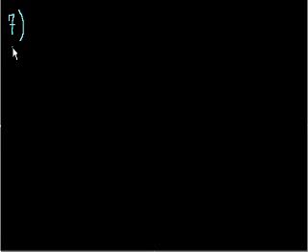Problem number 7. The sum of 2 numbers that differ by 1 is t.